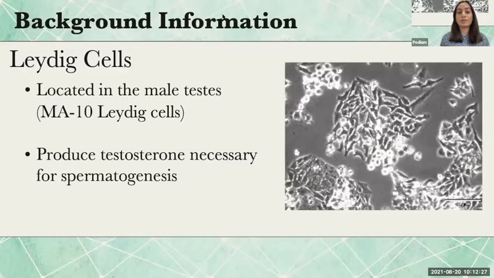So before I go into my project, I would like to give a little bit of background information on some of the terms I will be using. So what exactly are Leydig cells? Leydig cells are somatic cells located in the male testes, and I will specifically be using the MA10 Leydig cell line. And the main function of Leydig cells is to produce sex hormones, such as testosterone, necessary for sperm formation or spermatogenesis. And on this slide, you can see a picture of Leydig cells our lab took.